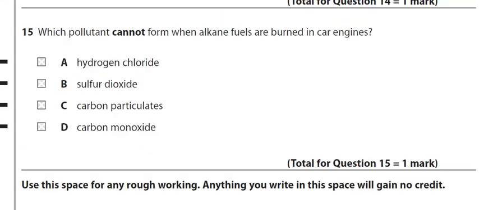Which pollutant cannot form when alkane fuels are burnt in car engines? Hydrogen chloride, sulfur dioxide, carbon particles, carbon monoxide, sulfur even. Sulfur can be formed because sulfur is found as an impurity in some fuels. Unless a fuel is desulfurized, sulfur is present in hydrocarbon fuel. The one that cannot be formed is hydrogen chloride. Hydrogen chloride is formed when plastics are burned, such as PVC.